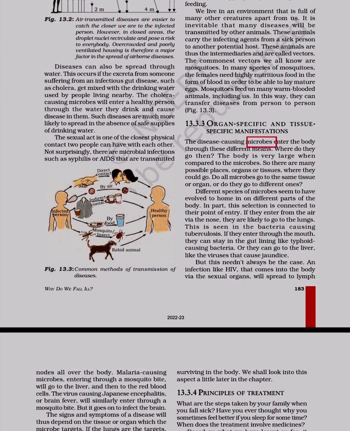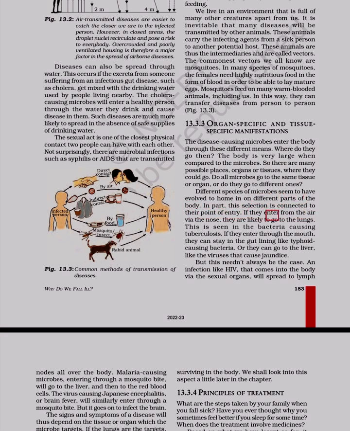3. Organ-specific manifestations. The disease-causing microbes enter the body through these different means. Where do they go then? The body is very large when compared to the microbes, so there are many possible places, organs or tissues, where they could go. Do all microbes go to the same tissue or organ, or do they go to different ones? Different species of microbes seem to have evolved to home in on different parts of the body. In part, this selection is connected to their point of entry.